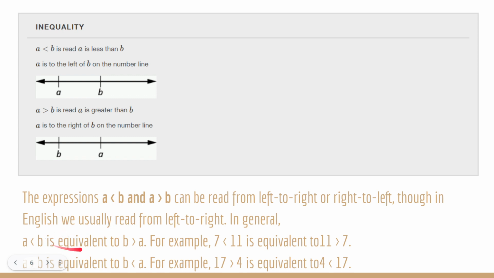A less than b is equivalent to b greater than a. For example, 7 is less than 11 is equivalent to 11 is greater than 7. Similarly, a is greater than b is equivalent to b is less than a. For example, 11 greater than 4 is equivalent to 4 less than 11.